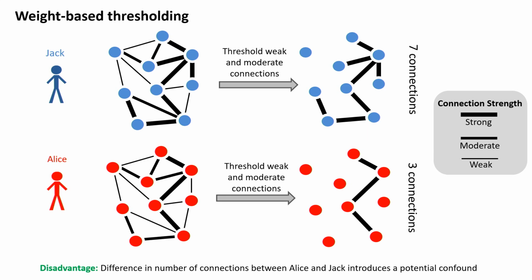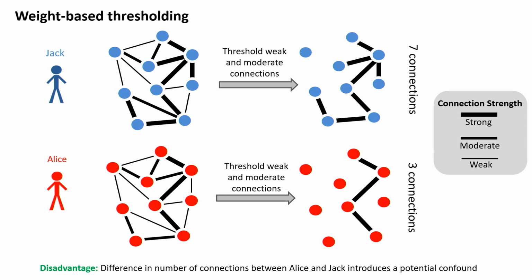Now, the problem with this, if we were then to go on and do some kind of graph analysis, say, for example, comparing path lengths or clustering coefficient, we might find differences between Alice and Jack that are, in a sense, trivially due to the difference in connection density. So it might not be a good idea to compare networks that differ substantially in connection density. And so this is a disadvantage of weight-based thresholding.